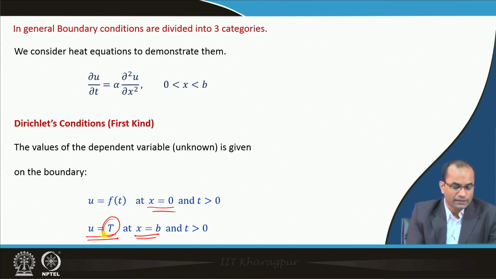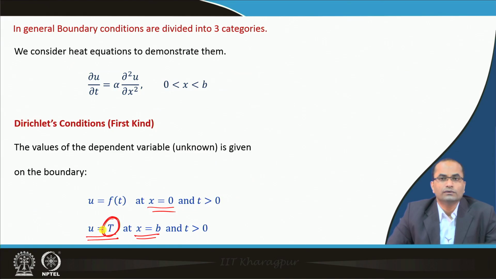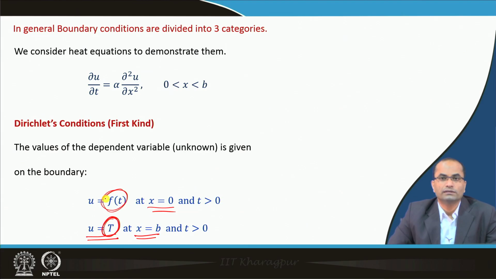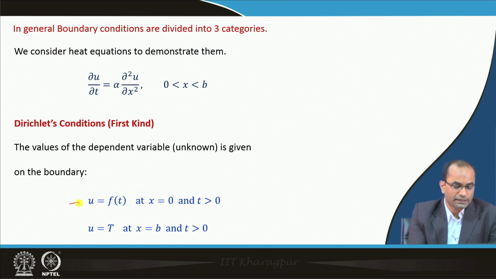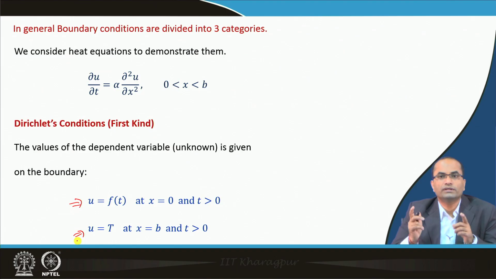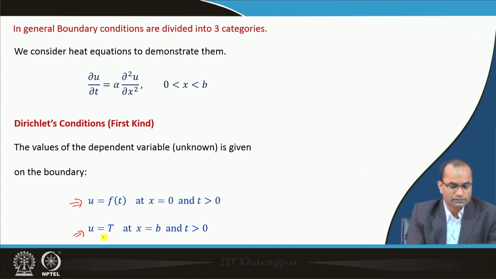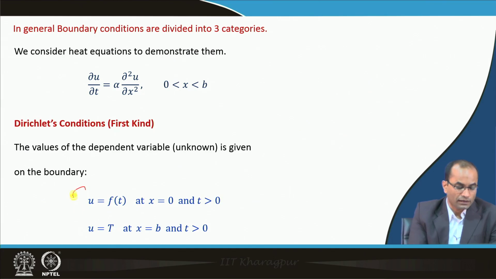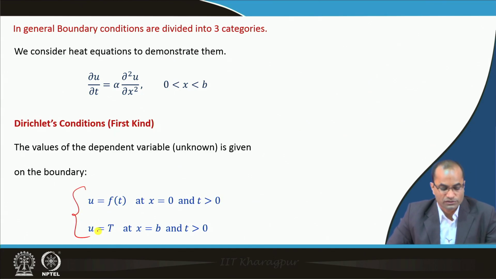So, at one end we have some fixed value, and at the other end the value depends on the time t, for instance. Those are the possibilities, but in either case u is prescribed at both ends. At one end it is given as a function of time, and at the other end it is prescribed as a constant value, but at both ends the direct value of the dependent variable is known, and such boundary conditions are called Dirichlet boundary conditions.